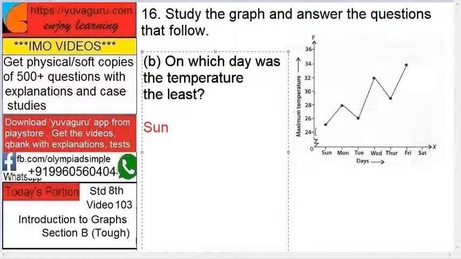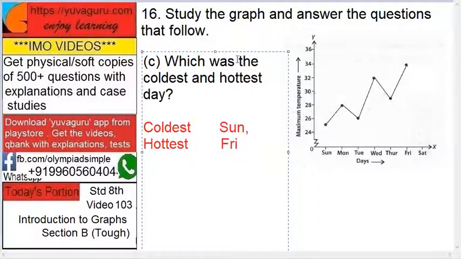Least means lowest. When is it? It is on 25 degrees centigrade. Others are all above 25. So it was on Sunday. Answer is Sunday. Next, which was the coldest and hottest day?